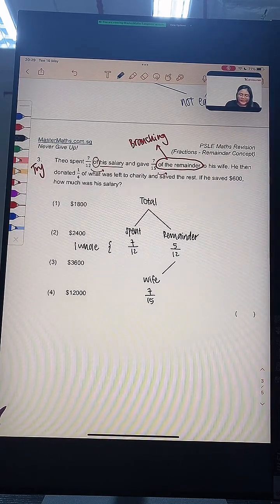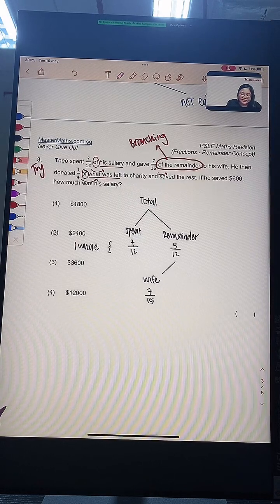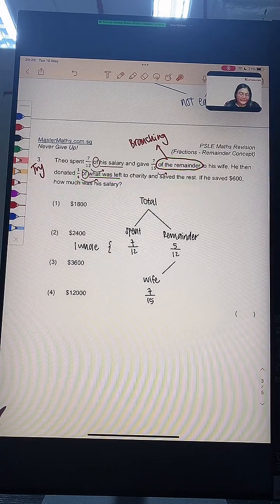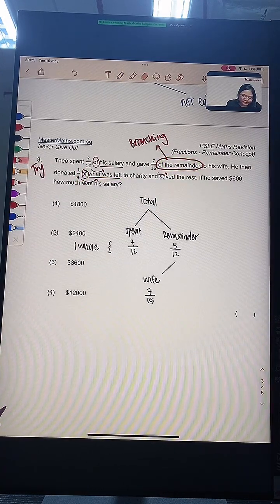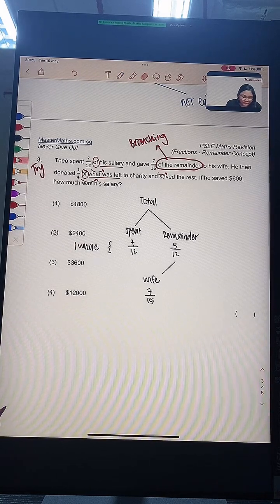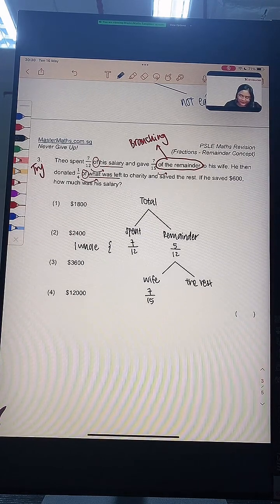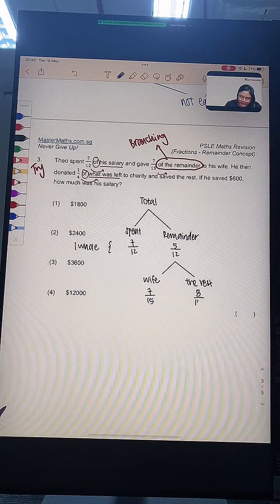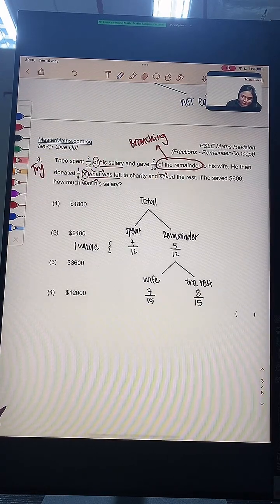Okay, he then donated 1/4 of what was left. Again, what was left is not the same as this remainder. What was left is after he gave to his wife, so we must go and look for what was left first. So let's call this the rest, whatever that was left. It's going to be 8 out of 15. Again, every single layer must add up to 1 whole.